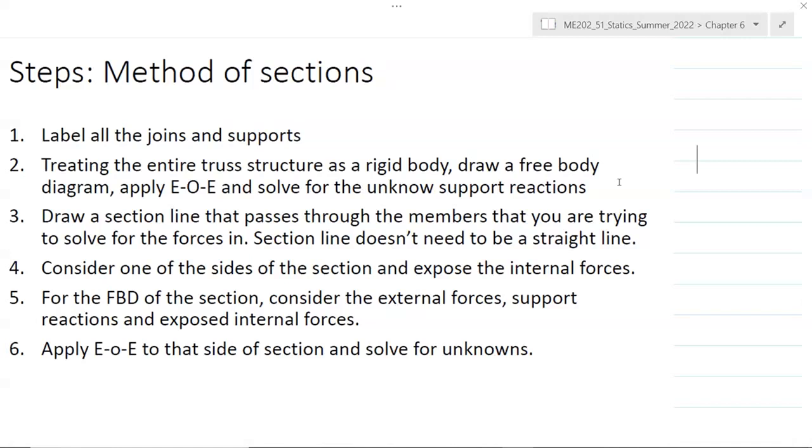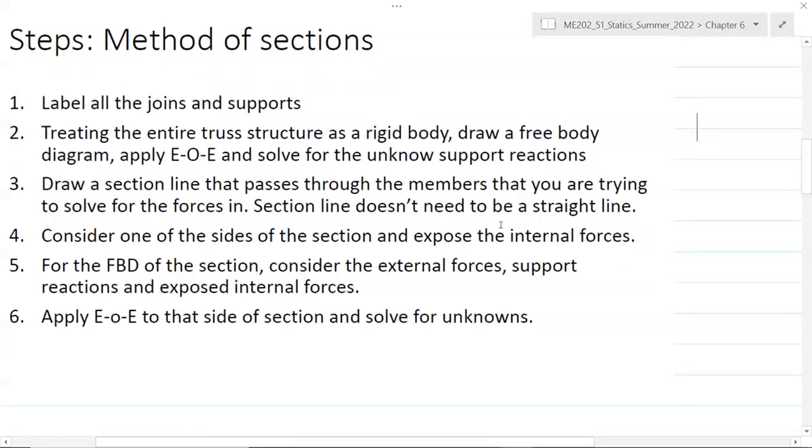Consider one of the sides of the section and expose the internal forces. For the free body diagram of the section, consider the external forces, support reactions, and exposed internal forces. Apply equations of equilibrium to that side of the section and solve for the unknowns. So let's follow the steps.